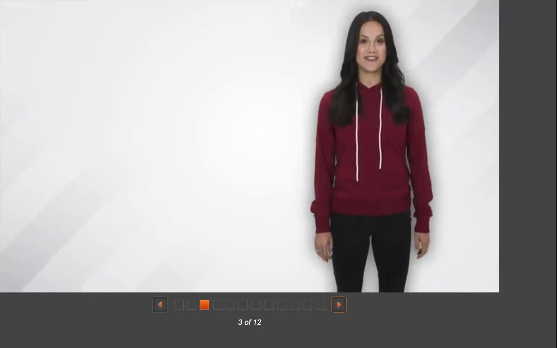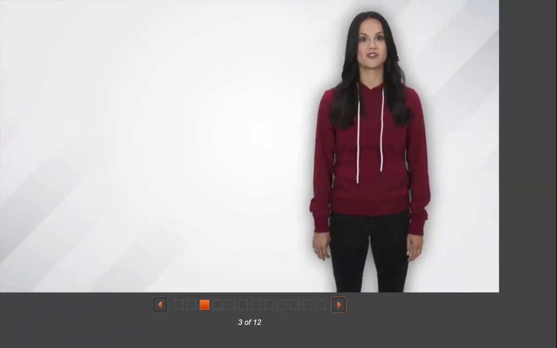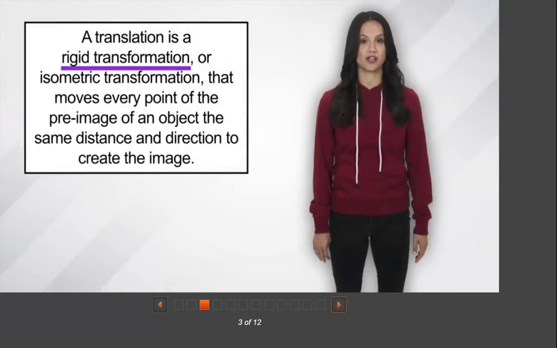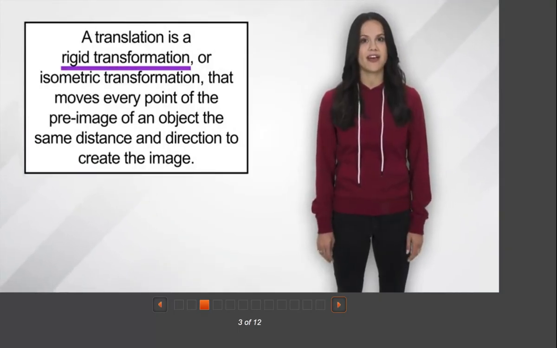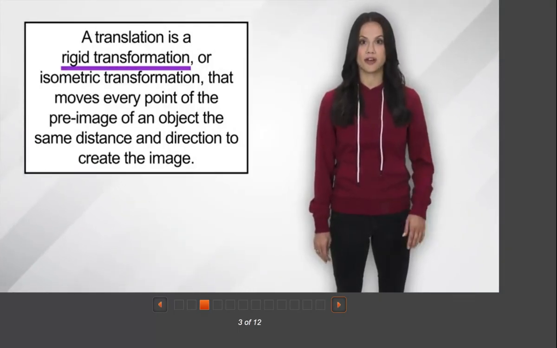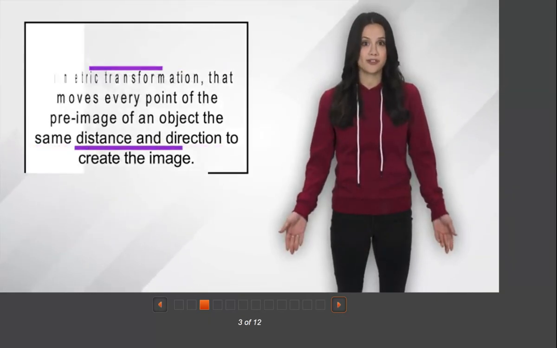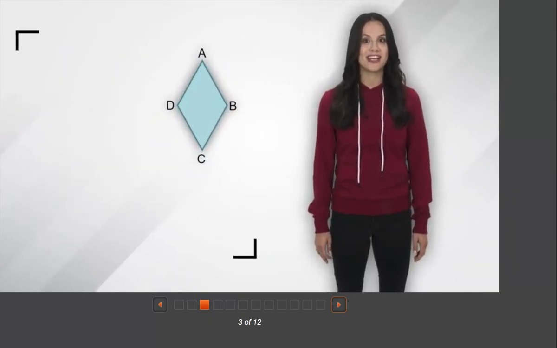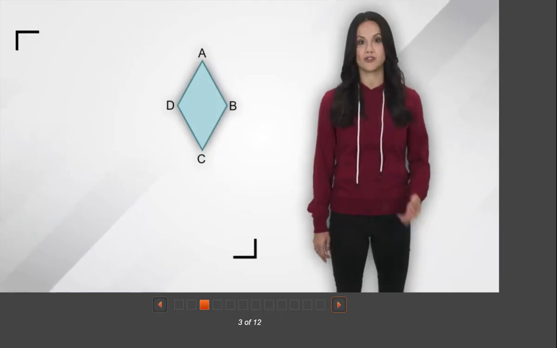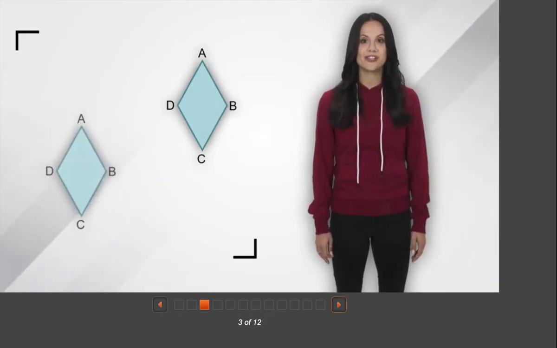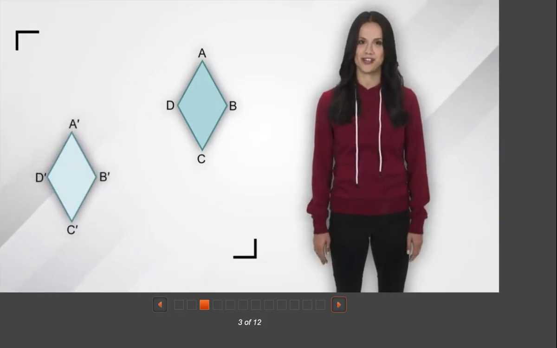Here is the formal definition of a translation. A translation is a rigid transformation or isometric transformation that moves every point of the pre-image of an object the same distance and direction to create the image. The pre-image is the geometric shape before a transformation, and the image is the result of that transformation.